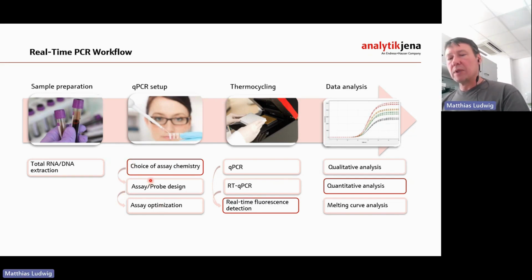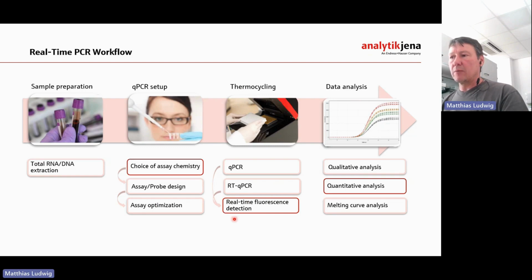And it could be possible that you need an assay or probe design if you use non-commercial assays, or if you use assays that are not published. Then it's possible that you need an assay or probe design or an assay optimization if your results are not looking so good. So then you have to select the thermocycling.